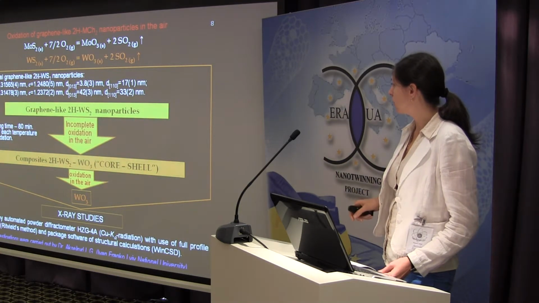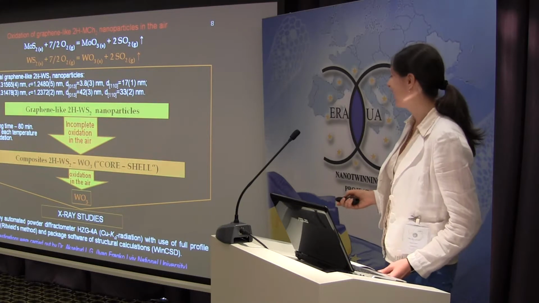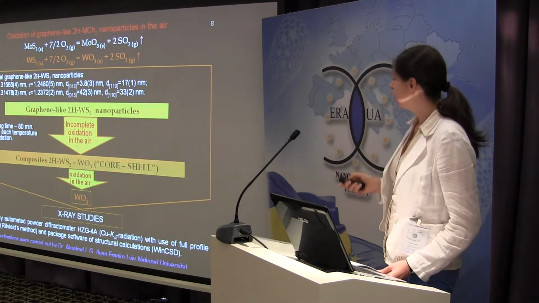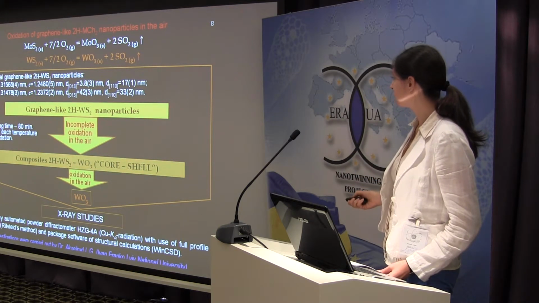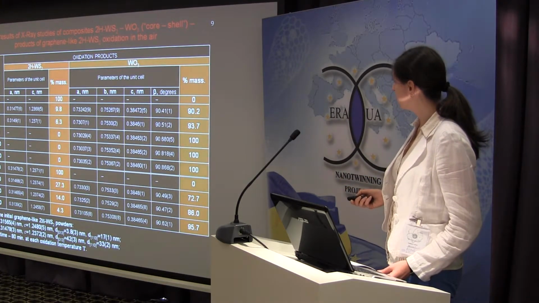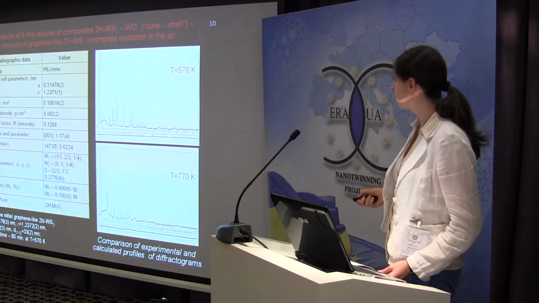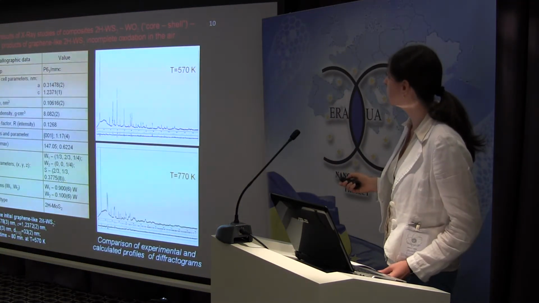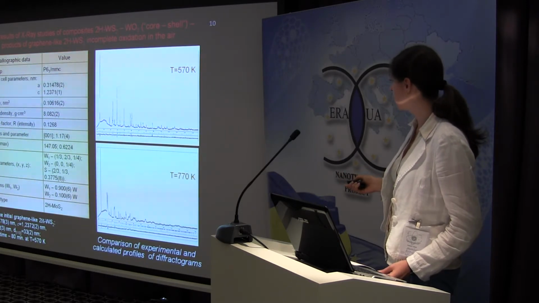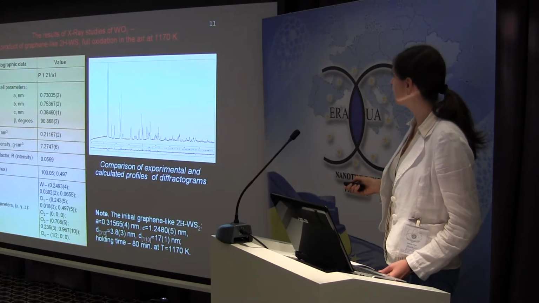So in the middle there is tungsten disulfide, and in the shell there is tungsten oxide. So there is a result of X-ray studies of composites, tungsten disulfide and tungsten oxide, and you can see with the increasing of temperature, there are also X-ray results. There is a comparison of experimental and calculated profiles of diffractograms and crystallographic data for tungsten sulfide and tungsten oxide.